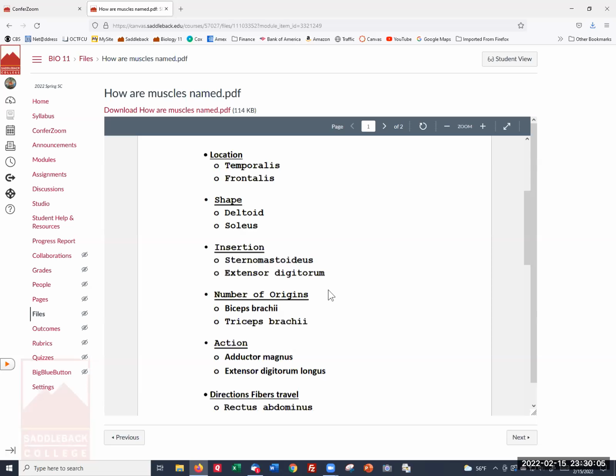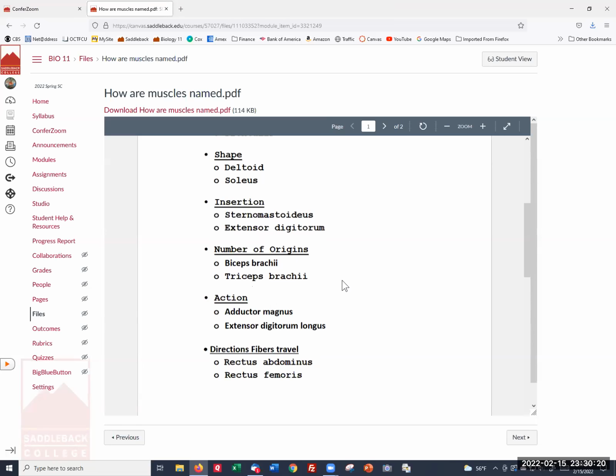The extensor digitorum. The extensor digitorum muscles insert on the digits. Now, I'm not expecting you to memorize anything here as I go through this. What I want you to do is carry the idea with you when you are trying to remember the names of muscles and see how they fit in.